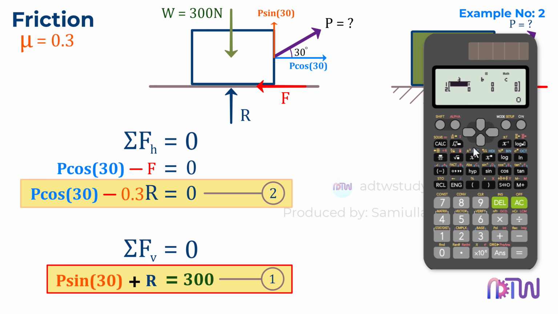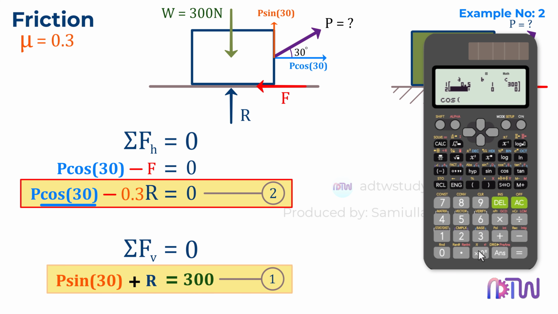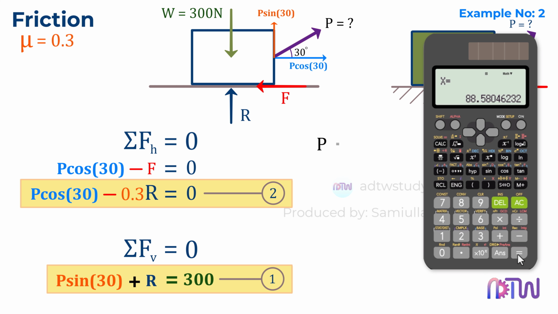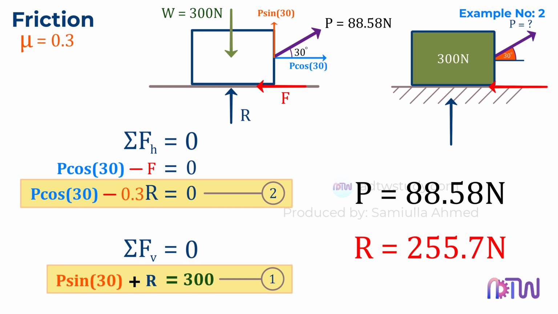For the first equation, enter sine 30, 1, and 300. For the second equation, enter cosine 30, minus 0.3, and 0. Press equal to get the values. The calculator shows the value of P as 88.58 newtons, and the value of the reaction force R as 255.7 newtons. Therefore, we have the value of the inclined force P required to pull the object.